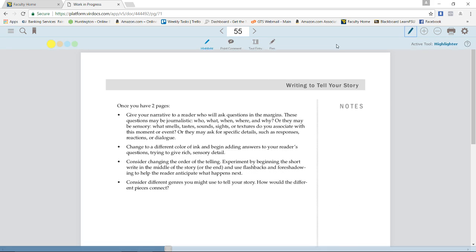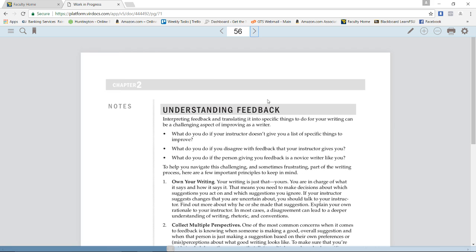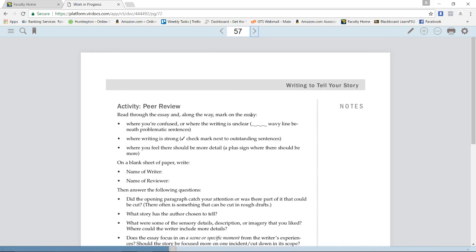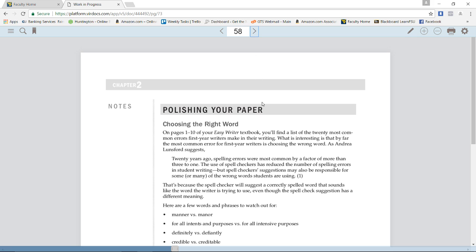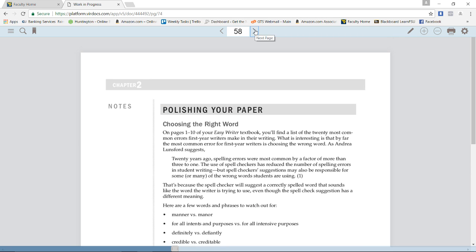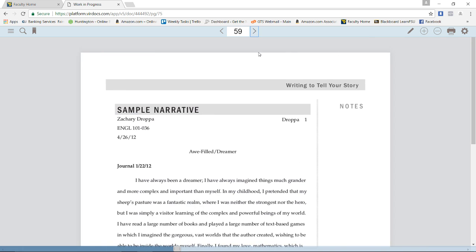Here's another page that you can ignore. Don't worry about this one. You do not have to do page 55 here. Okay, so do not worry about that one. Understanding feedback is an activity you do need to do. And then the peer review is what you guys will do later, so don't worry about that right yet. Polishing your paper, you will need to do that by the end of this week with your essay once you have it done.